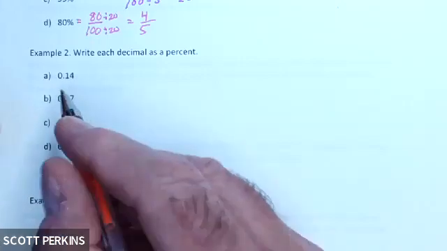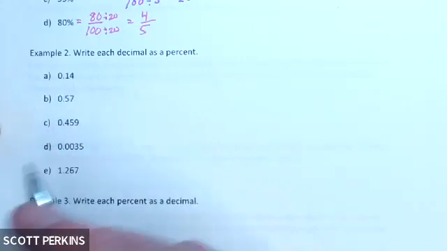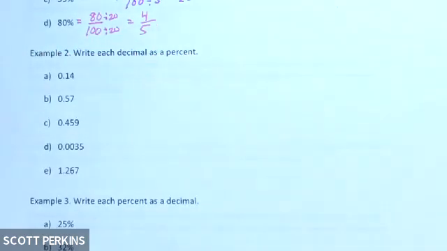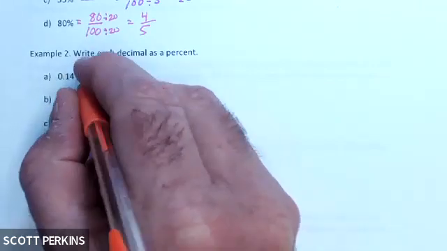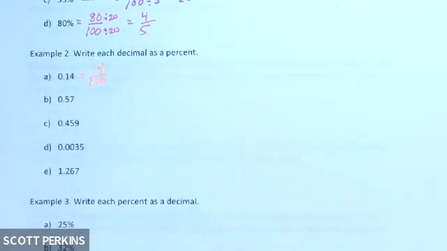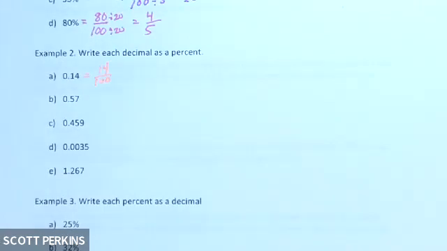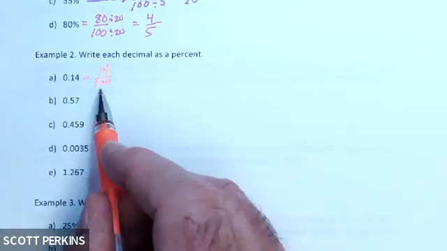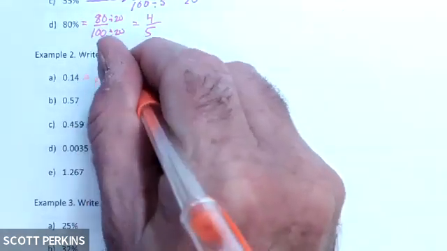So this right here, 0.14, you don't have to write this down for any problem. I'm just trying to show you the why behind the shortcut instead of just skipping right to the shortcut. 0.14 is the same thing as 14 over 100. Well, there it is. There's my percent, because a percent is just a ratio of a number and 100. So that equals 14%.